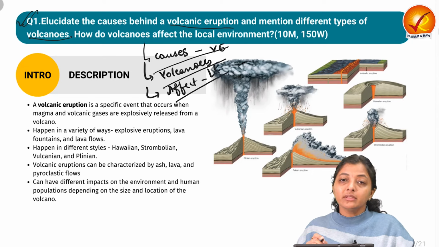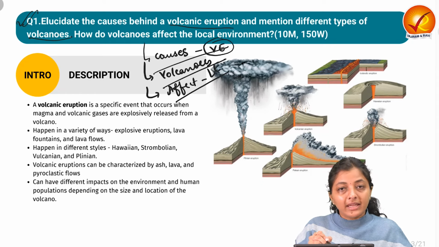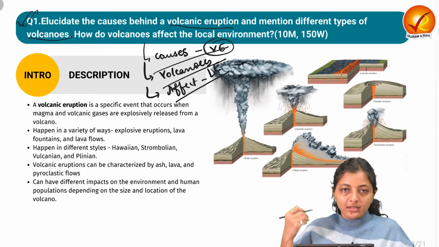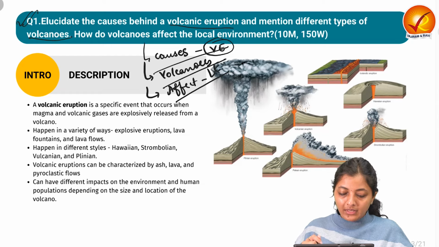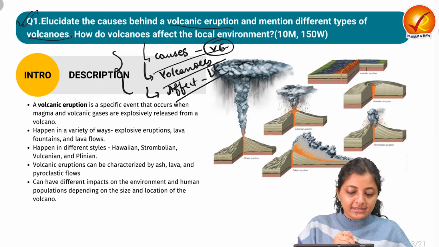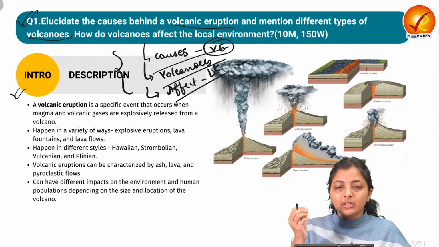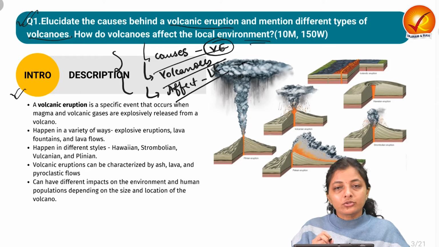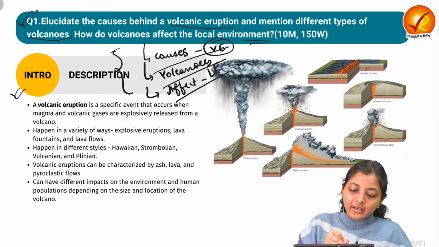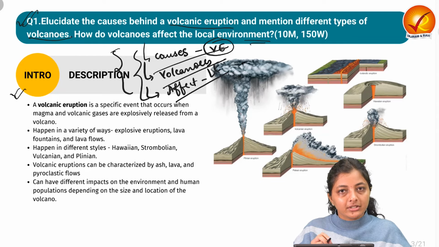So there would be three body parts, or you can define volcanic eruption in the introduction and then the causes in the body. So there are three demands of this question. Let's start with the introduction. The question talks about the volcanic eruption, volcanoes and an impact on the local environment. So we can touch up all the three aspects in the introduction itself.